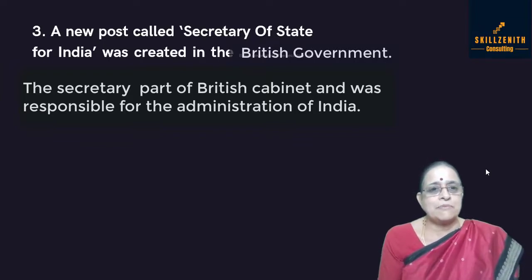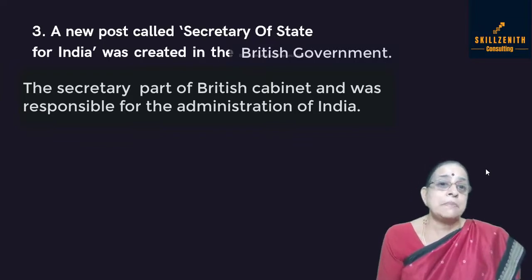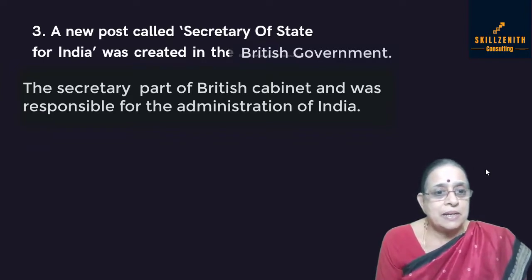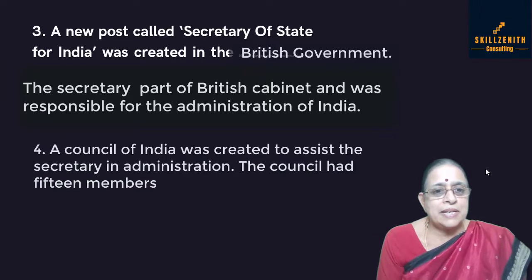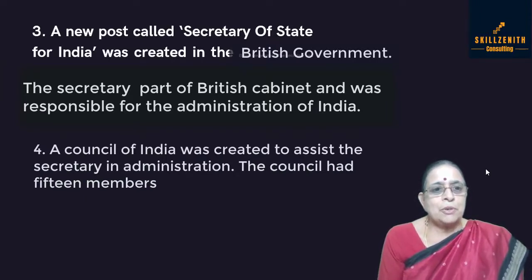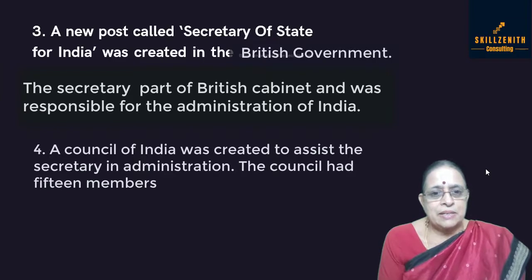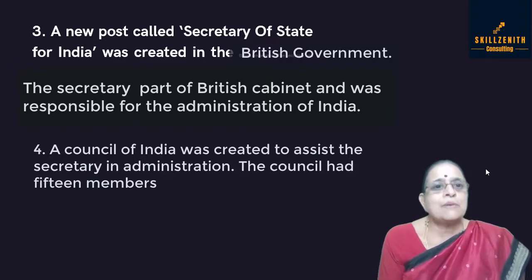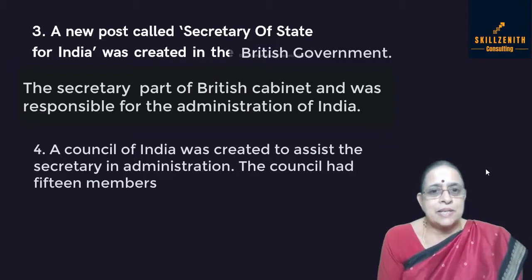That is why a person from the cabinet, that is the Britain cabinet, was selected as the Secretary of State for India. A Council of India was created in order to assist the Secretary in the administration. The Governor General alone could not look after the administration because India was a vast country. So a council was created to assist the Secretary of State. The council had 15 members.